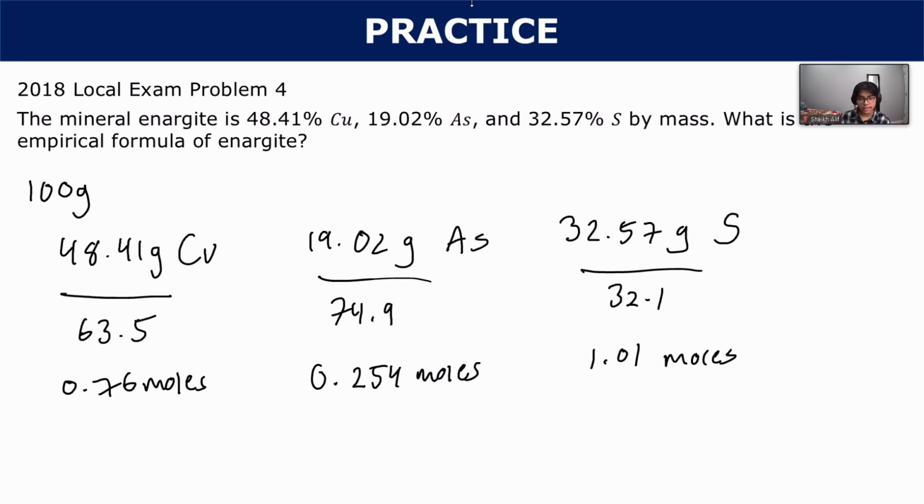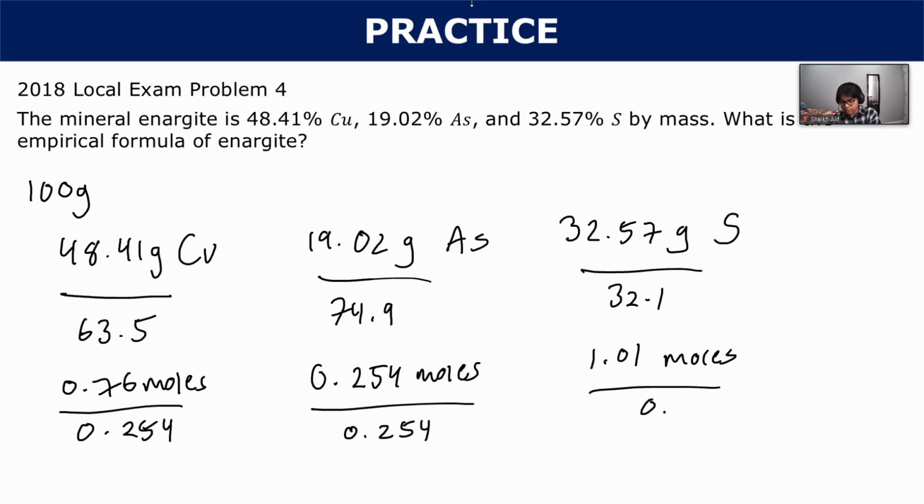To convert these into empirical formulas, you take the lowest number of moles. So we know arsenic is going to have the lowest number of moles, and we divide the number of moles on all of the three numbers by it. So what does that mean? We divide this number by 0.254, we divide this number by 0.254, and we divide this number by 0.254. And this number is going to be about 3, this number is going to be about 1, and this number is going to be about 4.